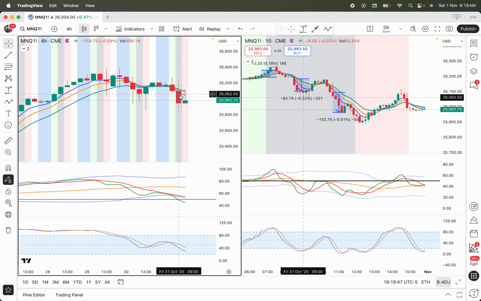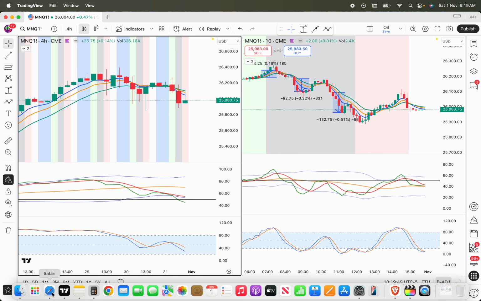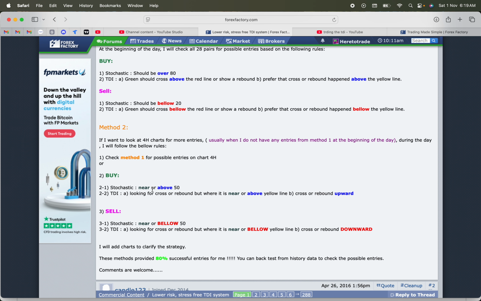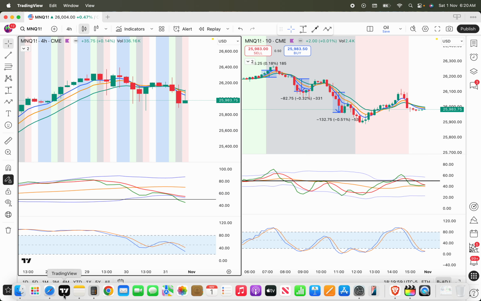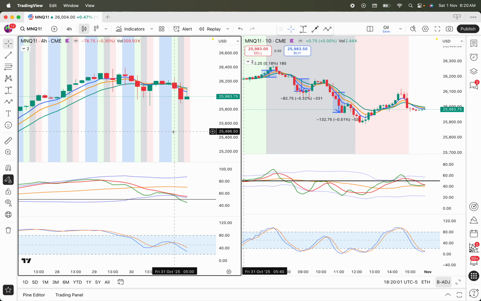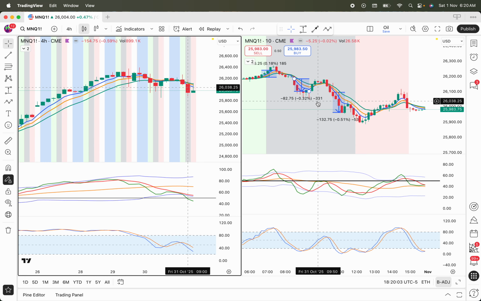It doesn't have to be oversold, and I'll just reconfirm that. Stochastic near or above 50 for longs, stochastic near or below the 50 for shorts. So he's given you a little bit of leeway there. You could apply the same approach to shorter term time frames.